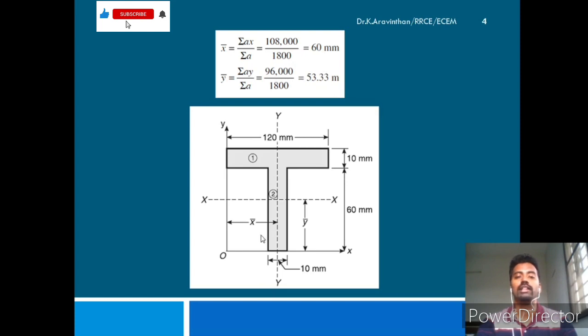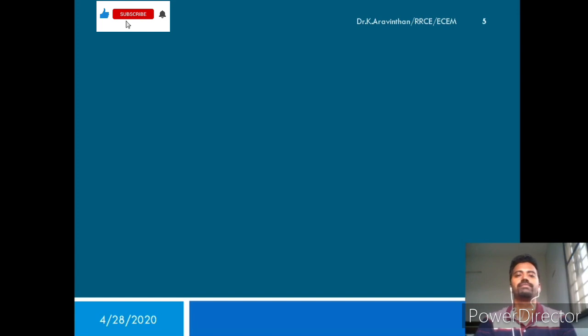Now the centroid of this whole area is located at x bar of 60 mm, at a y distance of 53.33 mm. This is the centroid of the whole component. So first, you are dividing the component into parts and identifying the individual centroids, and then using the formula to identify the total centroid.